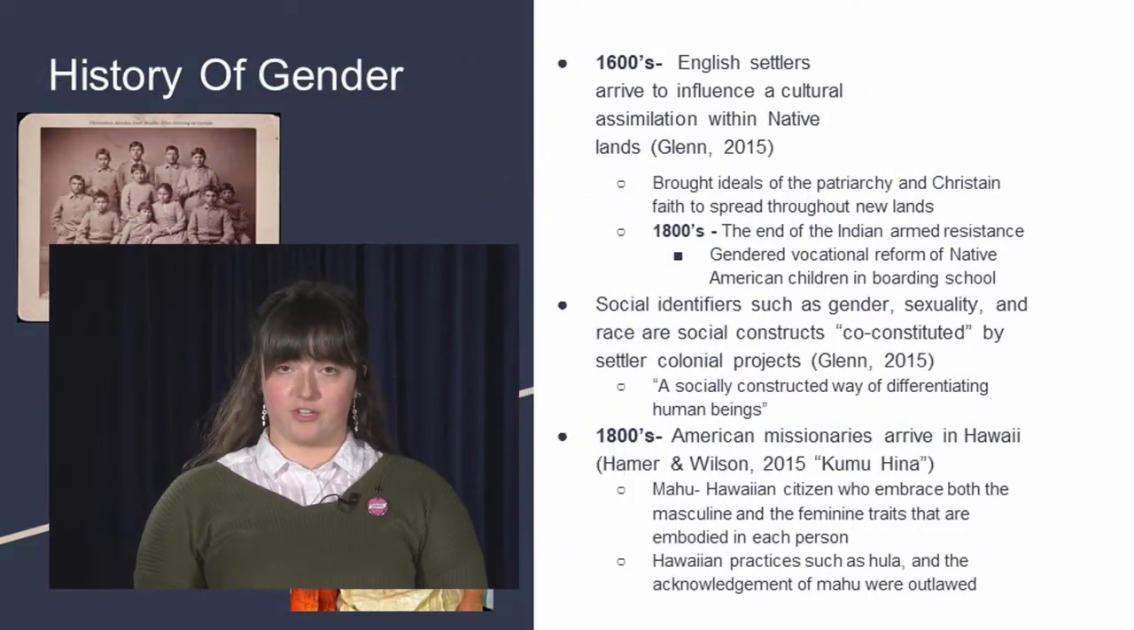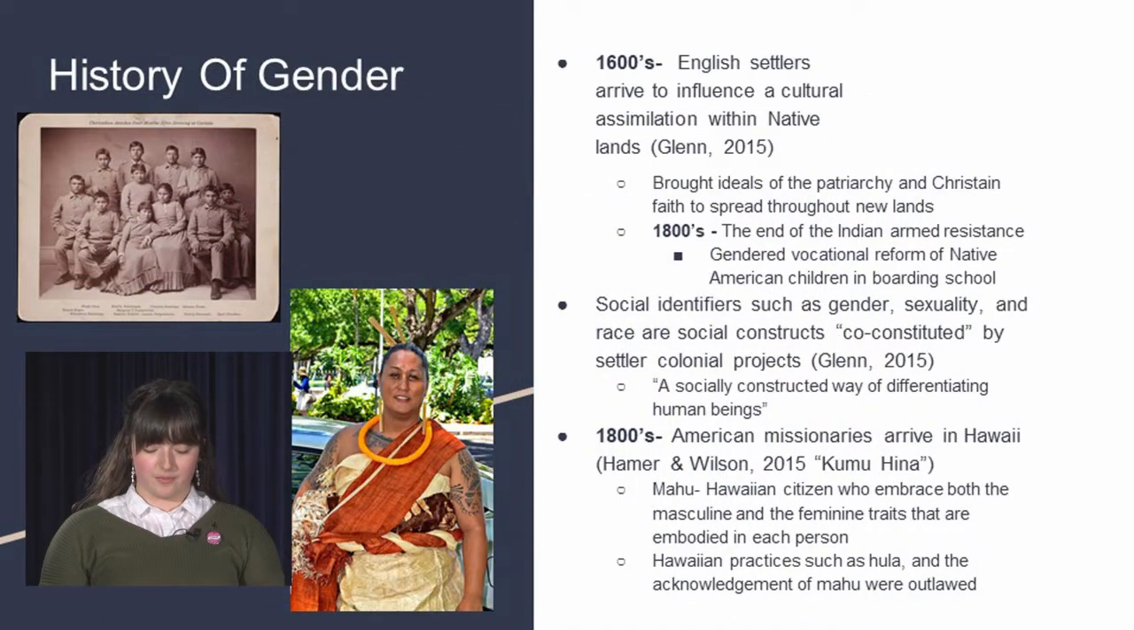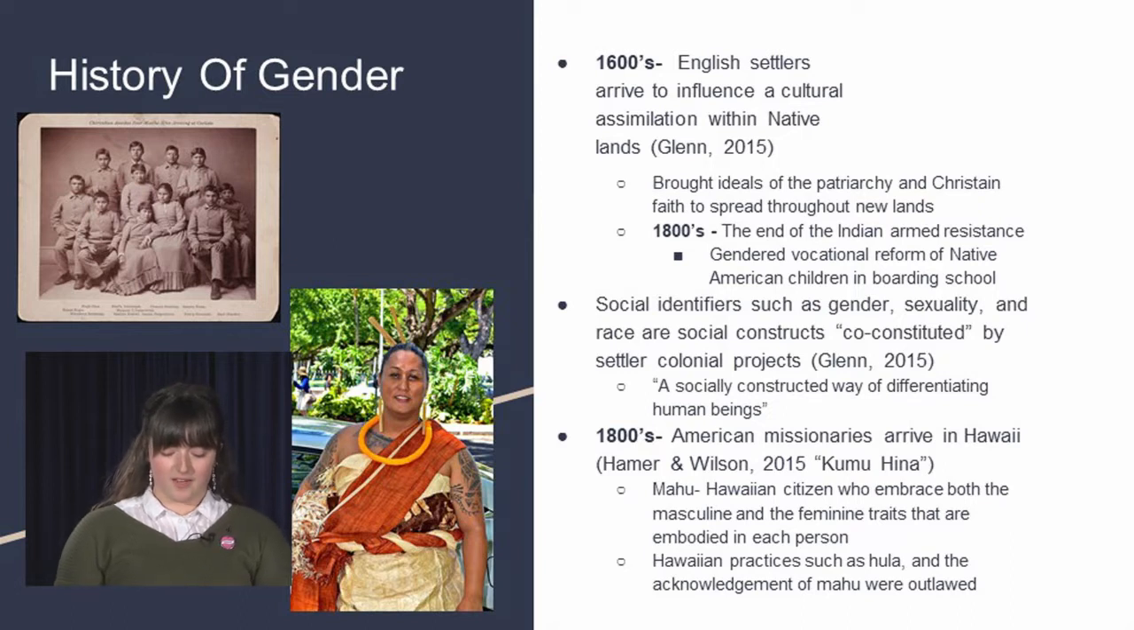Now focusing on the history of gender, it is almost impossible to pinpoint when gender originated, but we have evidence from history that the gender binary most likely originated in the Americas in the 1600s when English settlers arrived in search of new lands. They brought ideals of the patriarchy and an encouragement of the heteropatriarchal nuclear household, where men were viewed as leaders and women as subordinates.